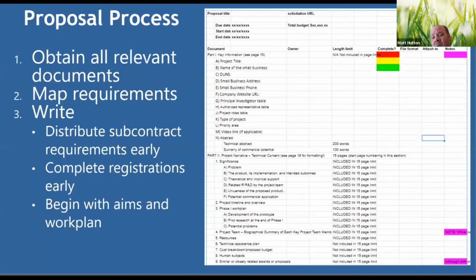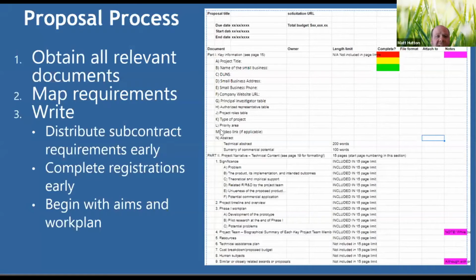And then what I always do is map out those requirements. You just make yourself a spreadsheet, and then you've got all the proposal elements listed. You can list the page limits. You can list the status of each of these. Is it complete? Where is it going to be loaded into the application in grants.gov? All of that. And then as you start to write, begin with the aims and work plan.